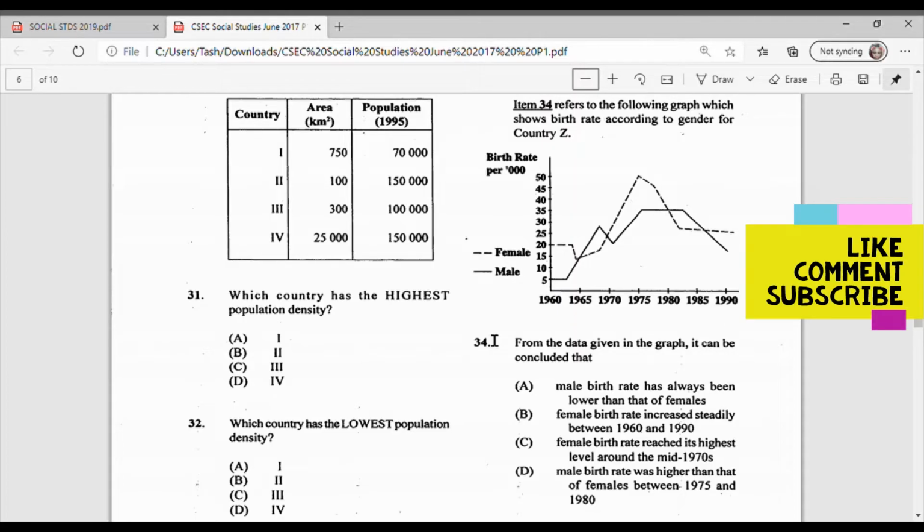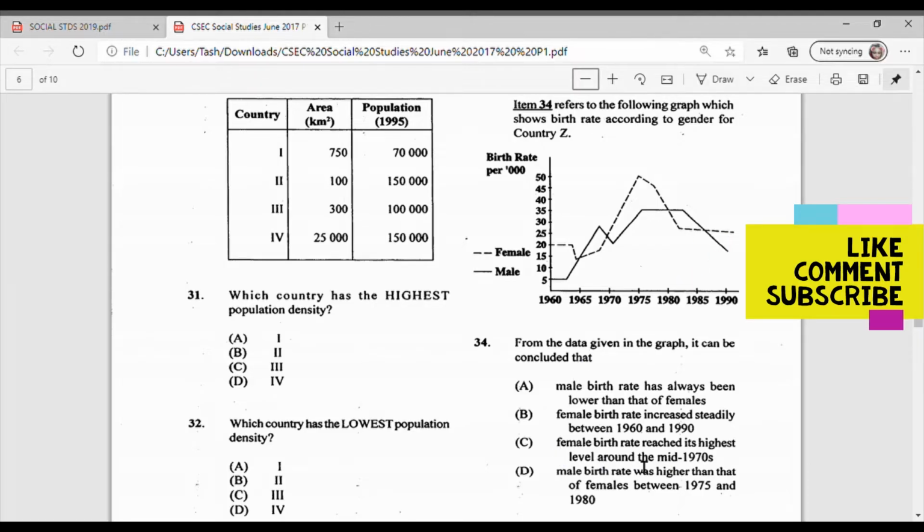Question says, from the data given in the graph, it can be concluded that A, male birth rate has always been lower than that of females. So this is the male birth rate, that's the unbroken line. It says it has always been lower than that of females. So that's not correct because you're seeing the fluctuation there. So A would not have been your answer. B, female birth rate increased steadily between 1960 and 1990. So female, that's the broken line. 1960 would be here and 1990 would be to the end. We're not seeing where it increased steadily. We're actually seeing fluctuation from the female birth rate as well.